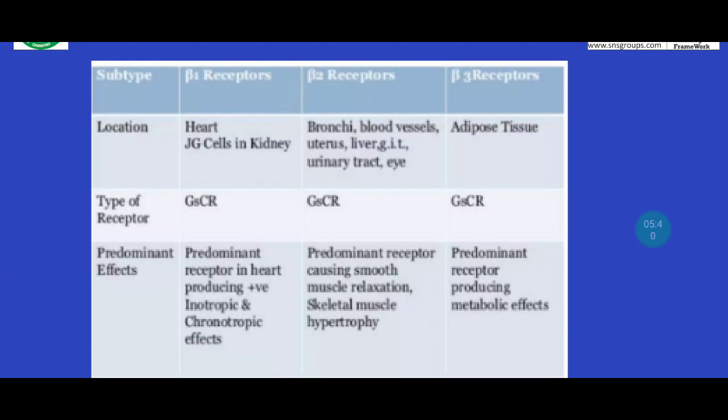Next, beta receptors. Beta 1 receptor is located in heart and JG cells in kidney. Beta 2 is present in bronchi, blood vessels, uterus, liver, GIT, urinary tract, eye. Beta 3 is located in adipose tissue. Type of receptor: all of them are Gs coupled receptors. Its effect: beta 1 receptor in heart produces positive inotropic and chronotropic effects. Beta 2 causes smooth muscle relaxation, skeletal muscle hypertrophy, and beta 3 produces metabolic effects.